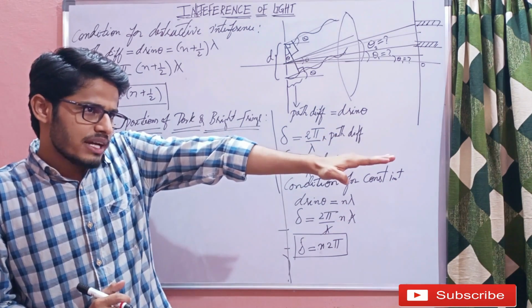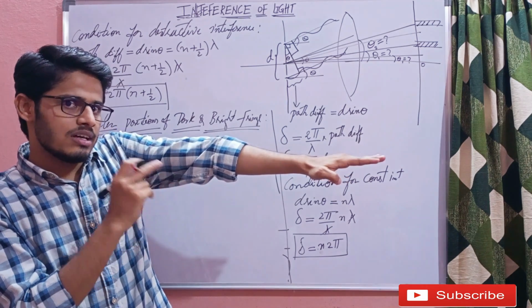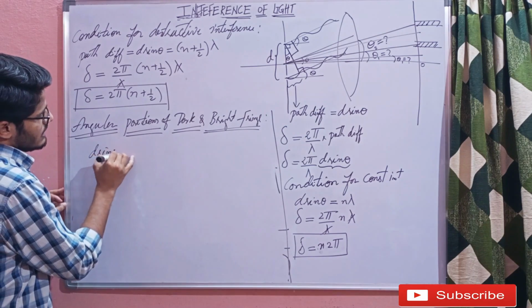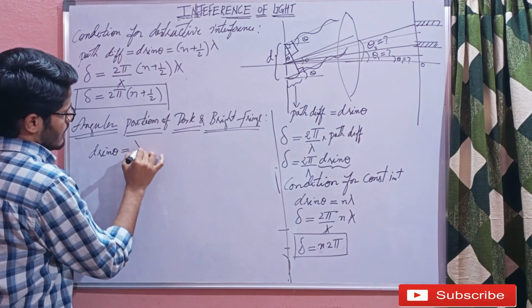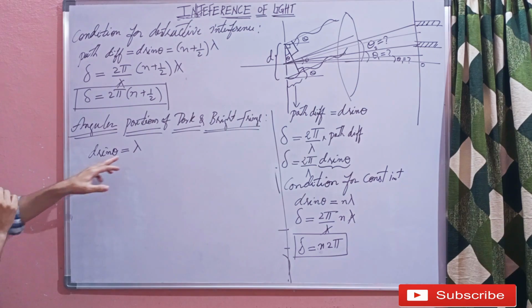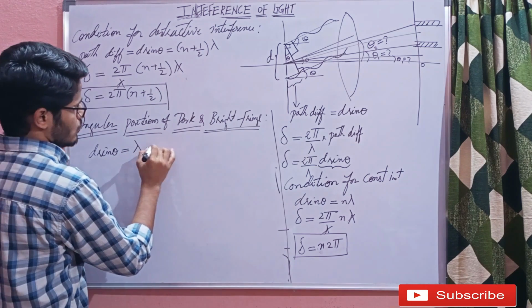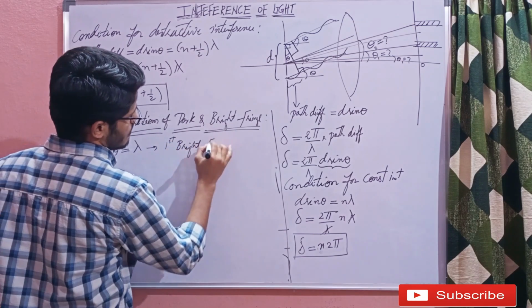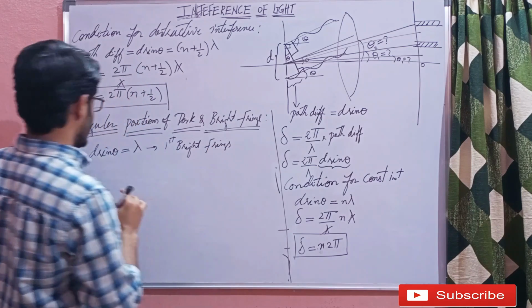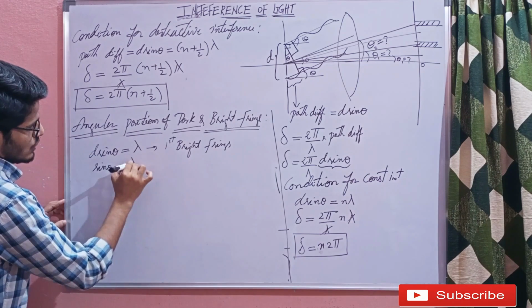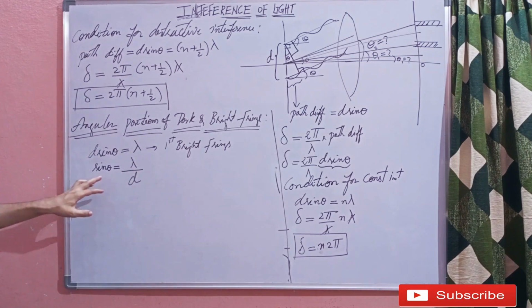The first bright will have some path difference. To have the first bright, what should be the path difference? d sine theta is equal to lambda. At this particular path difference, we can have the first bright fringe. So if I send this d to that side, it will go downstairs, and I'll be remaining with sine theta is equal to n lambda.